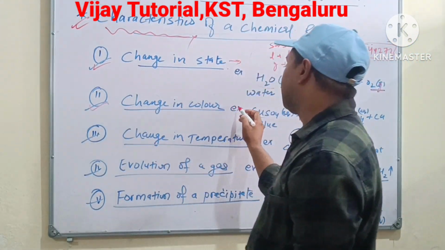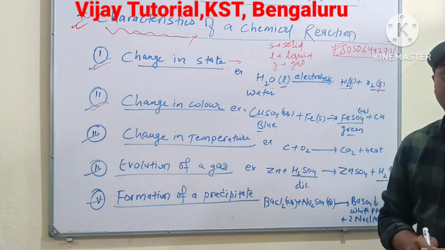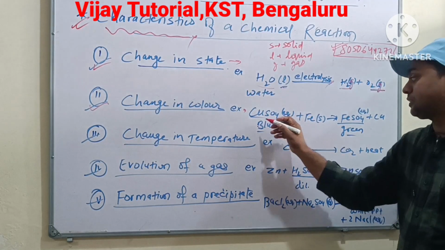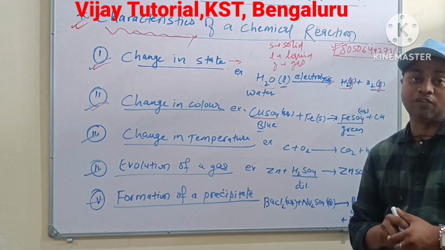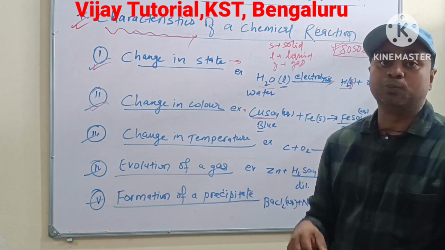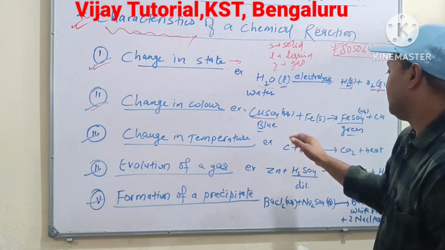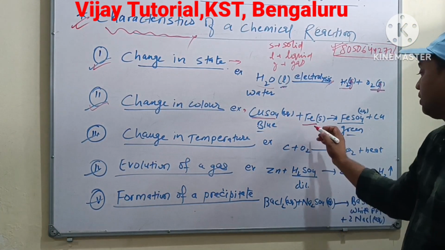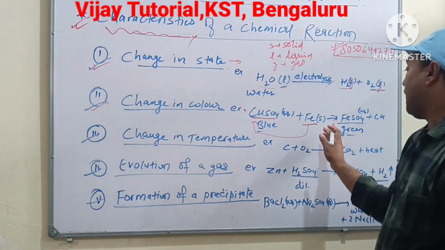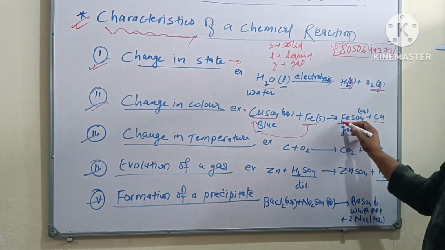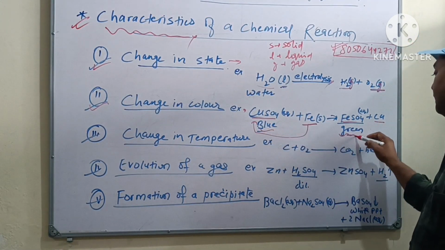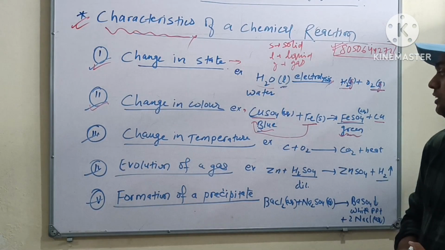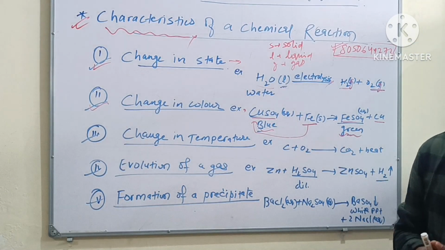Next one, change in color. Take one example, copper sulfate. Prepare a solution of copper sulfate which is blue color, right? In that you put iron nails or iron filings, Fe, iron. So what will happen? Here displacement will take place. Iron will displace the copper and will form FeSO4 plus copper. The color will change from blue to green. So this is also one of the characteristics of chemical reaction.